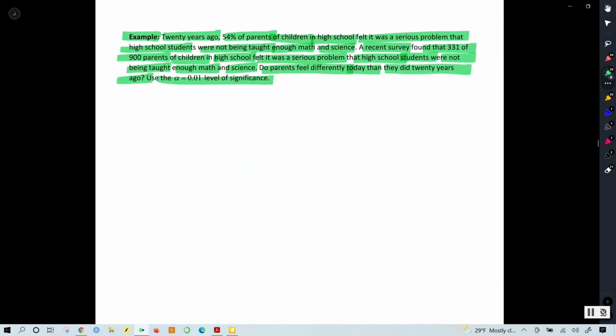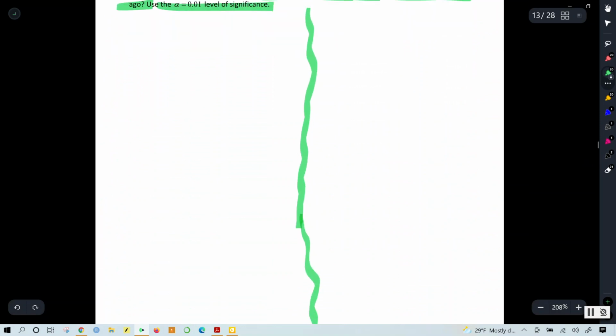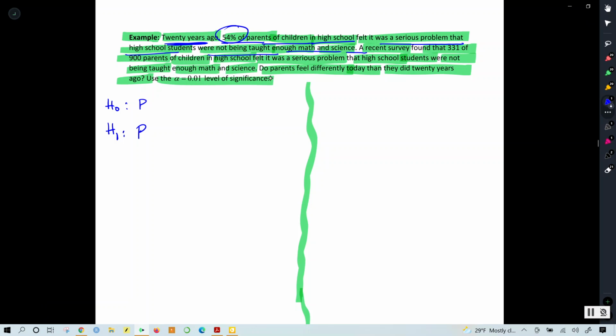So let us begin. I'm going to split my page into two just in case I need to manage my space. And to begin with, I need to set up my null and alternative hypothesis. Well, we were told that back in the day, 20 years ago, 54% of parents of children in high school felt it was a serious problem that high school students were not being taught enough math and science. So this is about percentages, proportion, p. Then what we want to test here is if parents feel differently today than they did 20 years ago.